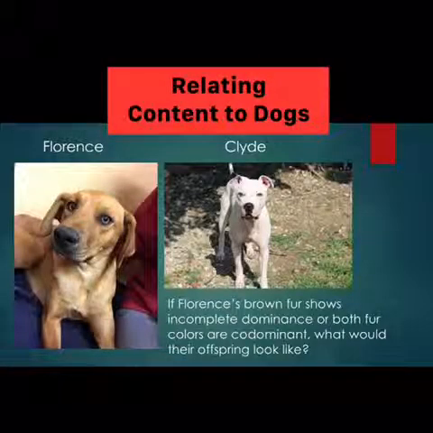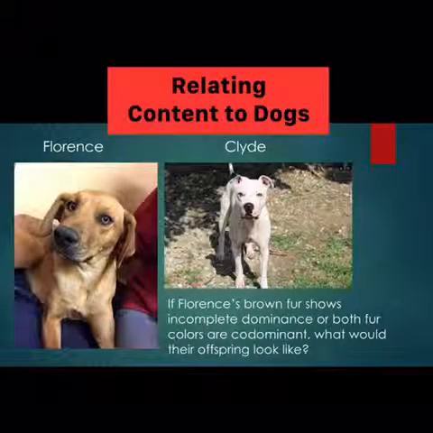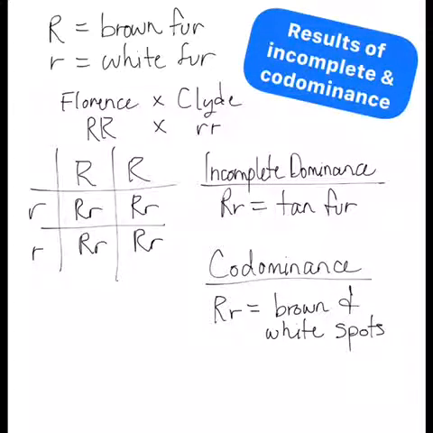This is Florence and Clyde. What would their offspring look like if Florence's brown fur exhibited incomplete dominance or if the brown and white fur colors were codominant? Let's say that big R is the allele for brown fur and little r is the allele for white fur, and assume that Florence and Clyde are both true breeding for their fur colors. As we saw in the previous monohybrid cross, all F1 offspring will be heterozygotes.